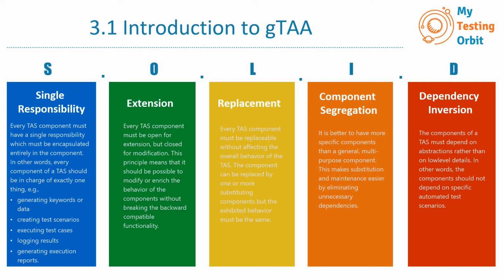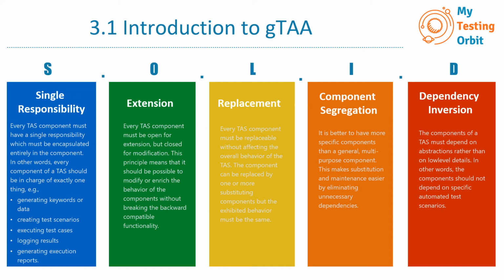The fourth one is I, and I means interface segregation principle, also known as component segregation. It's better to have more specific components than a general multi-purpose component. So instead of having one component which is multi-purpose, it's better to have specific components, maybe for different interfaces for different components. This makes substitution and maintenance easier by eliminating unnecessary dependencies. So if we are following all these principles, they basically help to expand the solution and also the architecture, and also help with the maintenance as well.